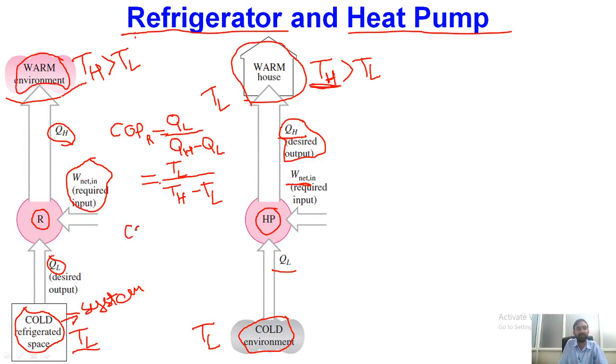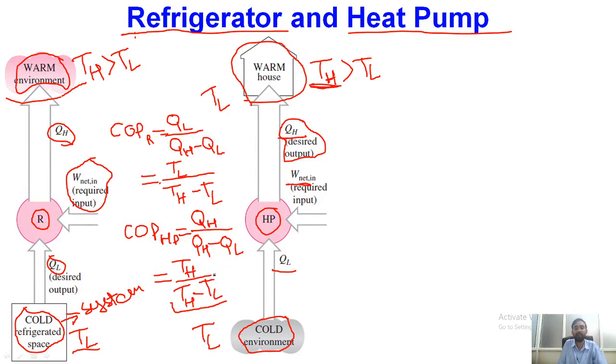Similarly, if we have to write down the COP of a heat pump, that will be equal to QH, because now our objective is to heat the system. So our objective is achieved with the help of QH amount of heat, which is our desired output. And to achieve this, we are giving W amount of work, which is equal to QH minus QL. And if we consider it once again as a Carnot heat pump, then the final formulation of COP will be equal to TH divided by TH minus TL. Okay, so we have seen these things in earlier lectures also, and I have already told you that COP of a heat pump is COP of refrigerator plus 1.